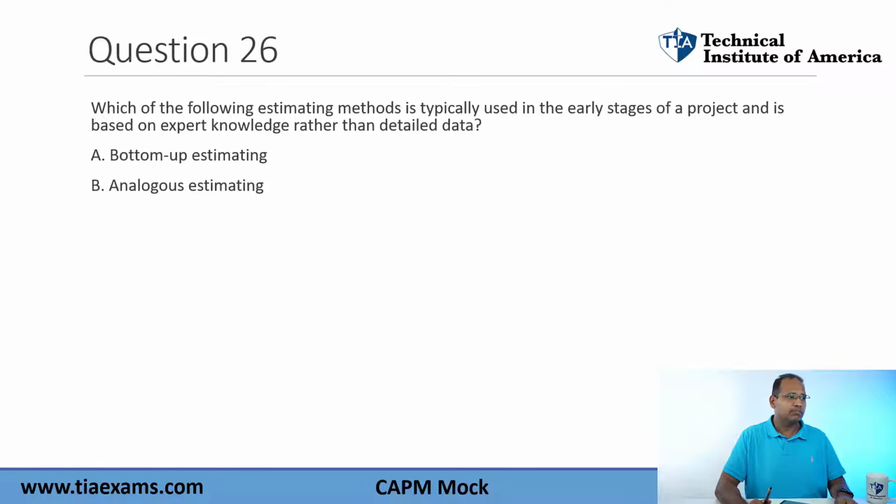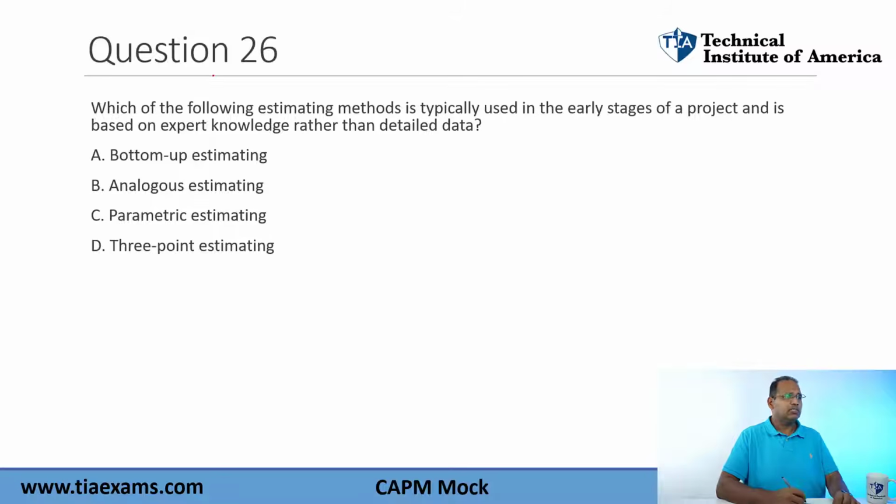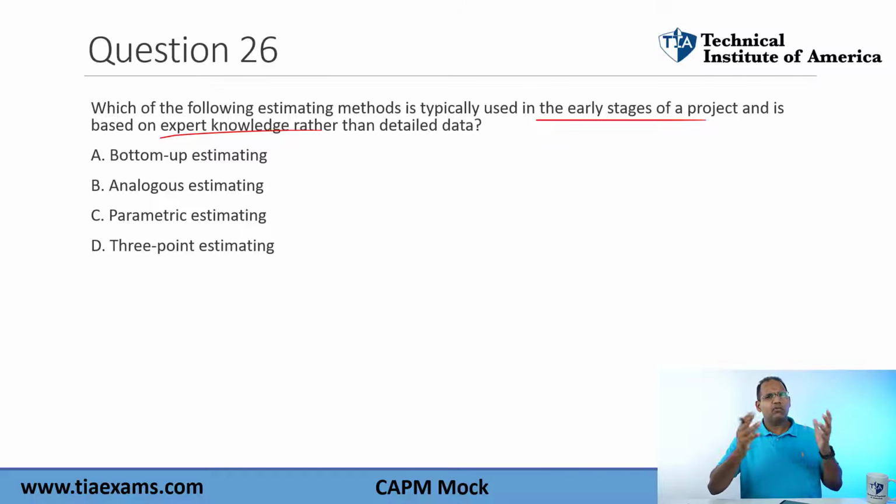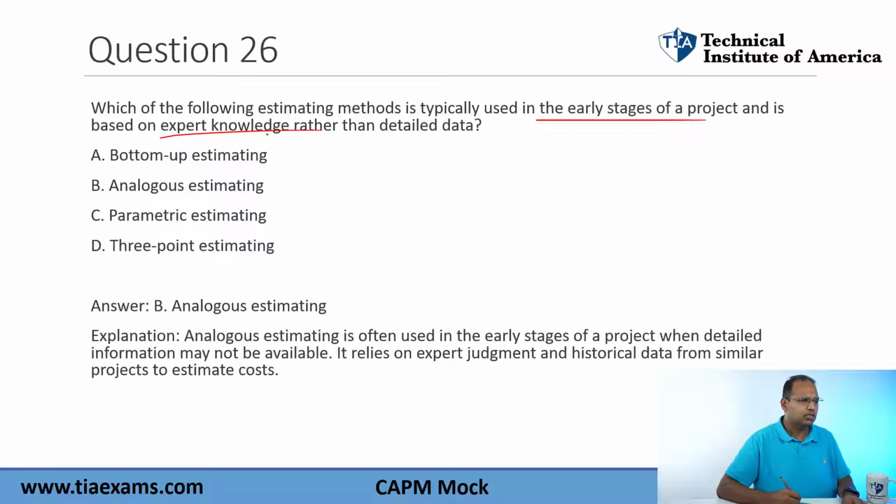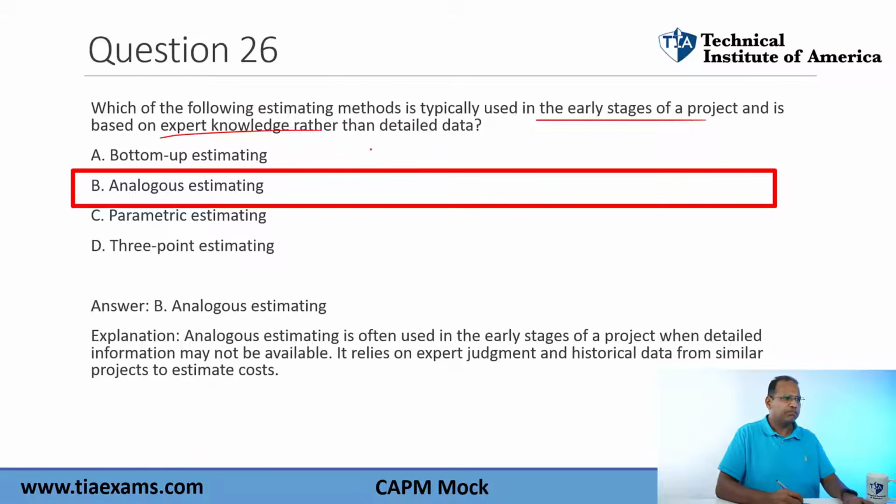Next question. Question 26, which of the following estimating methods is typically used in the early stages of a project and is based on expert knowledge rather than detailed data? Bottom up, analogous, parametric, and 3 points. So the answer here, notice early stages of the project. That means the work is not known too much. You're basically relying on historical information, people that have done the work. This is a good definition of analogous estimation.